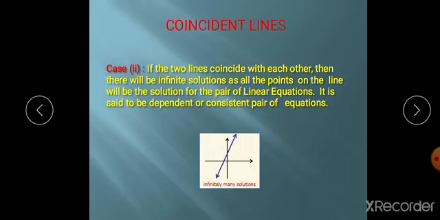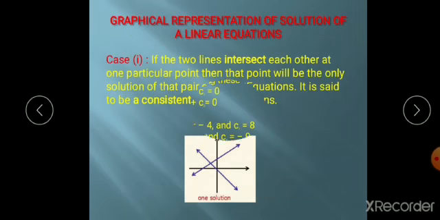And if you see the second condition, case 2, suppose sometimes both the lines will coincide, means one on another. Line 1 and line 2 will be in the same order pair. So it is called coincident lines. If two lines coincide with each other, then there will be infinite solutions. In the before example, the two lines intersected at one point, so it has one solution.